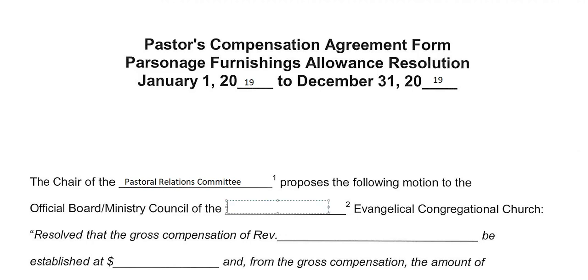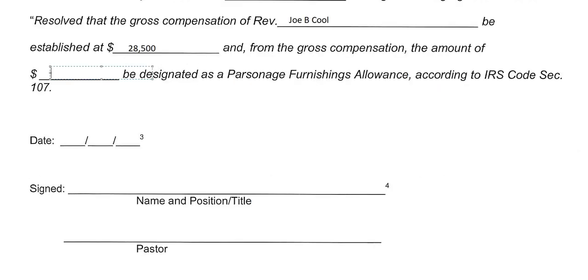We enter the church name. We enter the pastor's name, the amount of the pastor's gross compensation. Then we enter the proposed parsonage furnishings allowance.